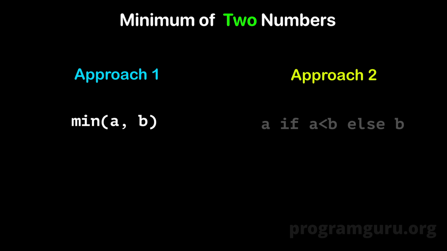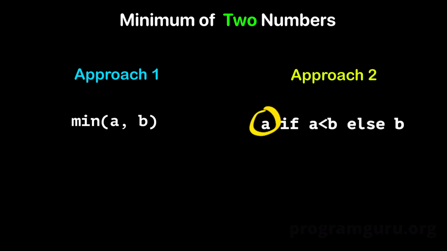The second approach is to use conditional or ternary operator, where we assign a if value in a is less than that of in b, else we assign with the value in b. Now let us see an example for each of these approaches.